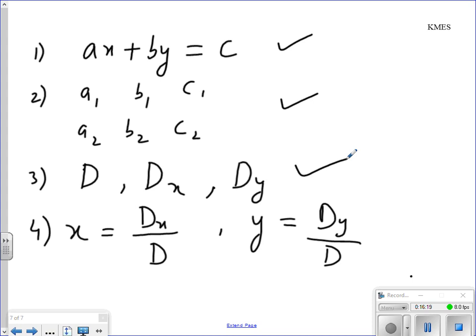And finally, once you get these three values, you will find x by using the formula dx upon d and y by using the formula dy upon d. Go through the steps on your own, try to understand them, keep them in mind. We'll wait for a few seconds over here.